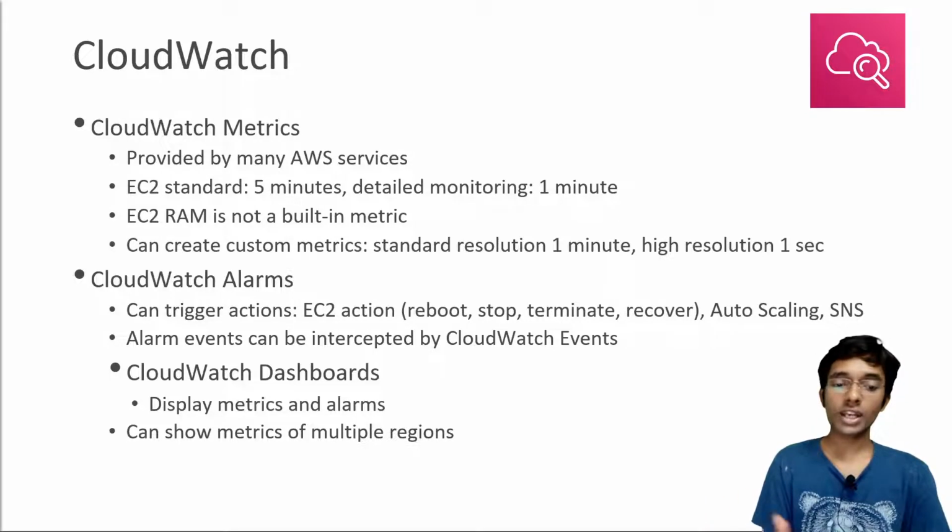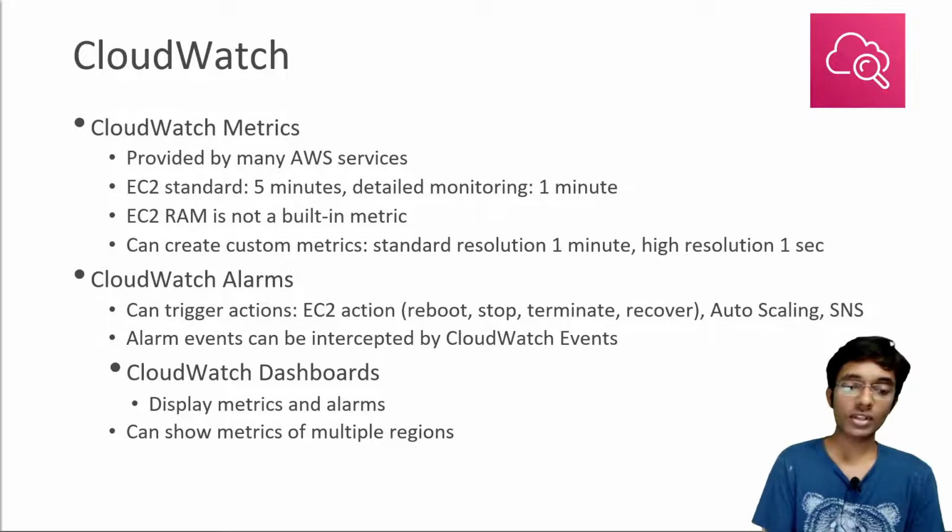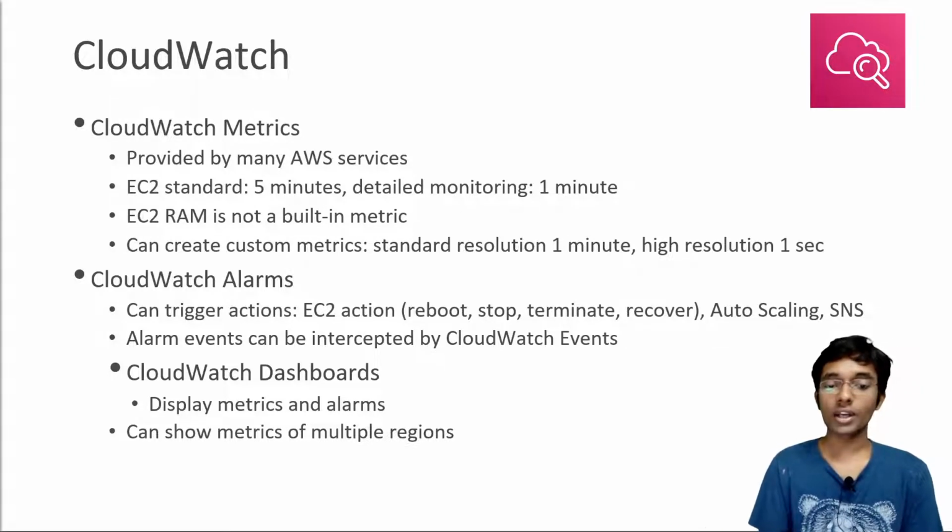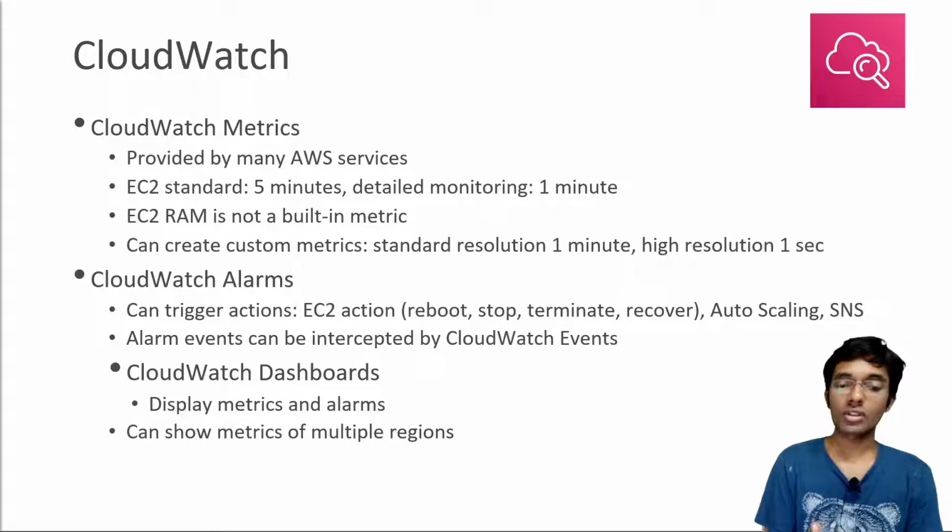Another thing: CloudWatch alarms can trigger 3 things, and you need to remember them absolutely. They can trigger an EC2 action, and your EC2 action can be a reboot, stop, terminate, or recover of your EC2 instance. You can have auto scaling actions, or SNS being triggered from CloudWatch. And finally, the alarm events. Whenever an alarm is triggered or not can also be intercepted by CloudWatch Events, which allows us to open up more targets for your CloudWatch alarms.